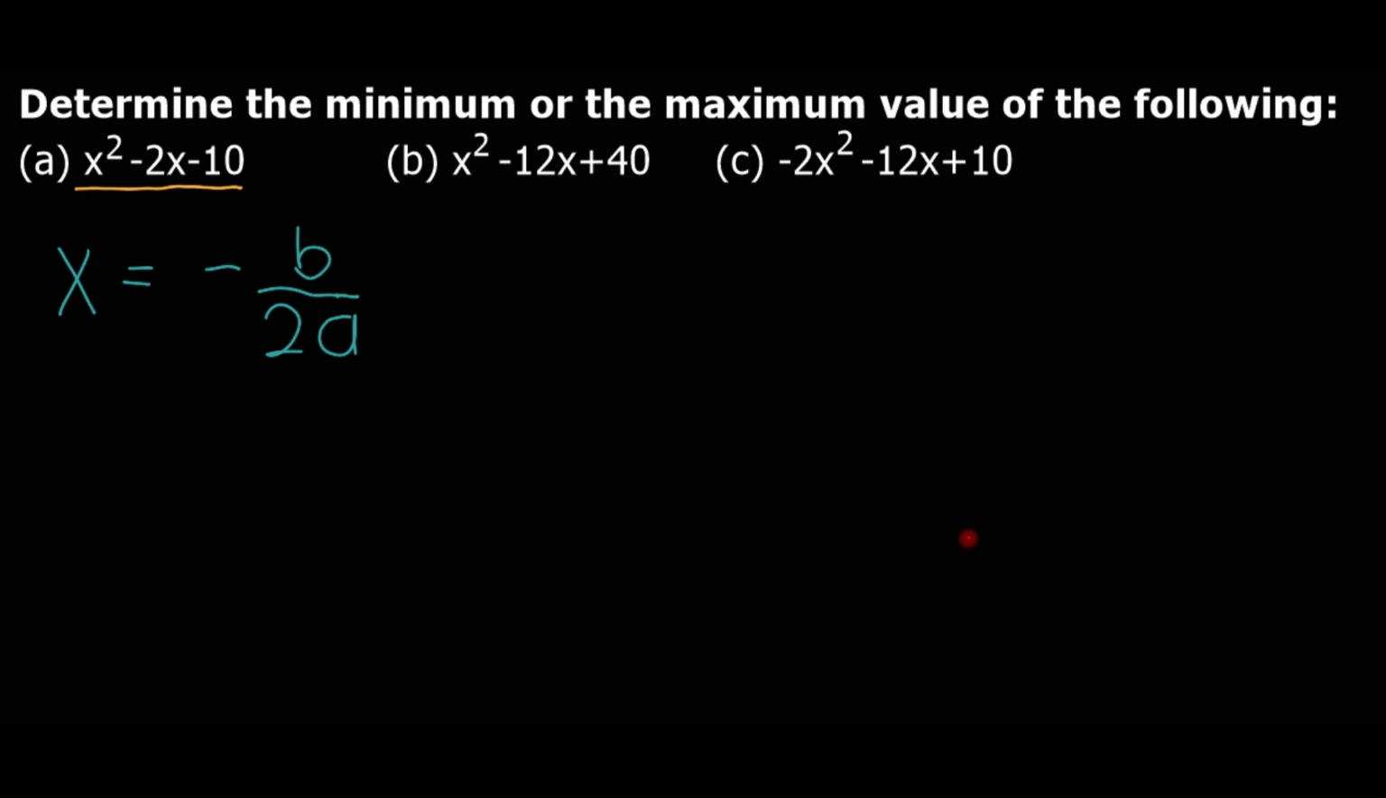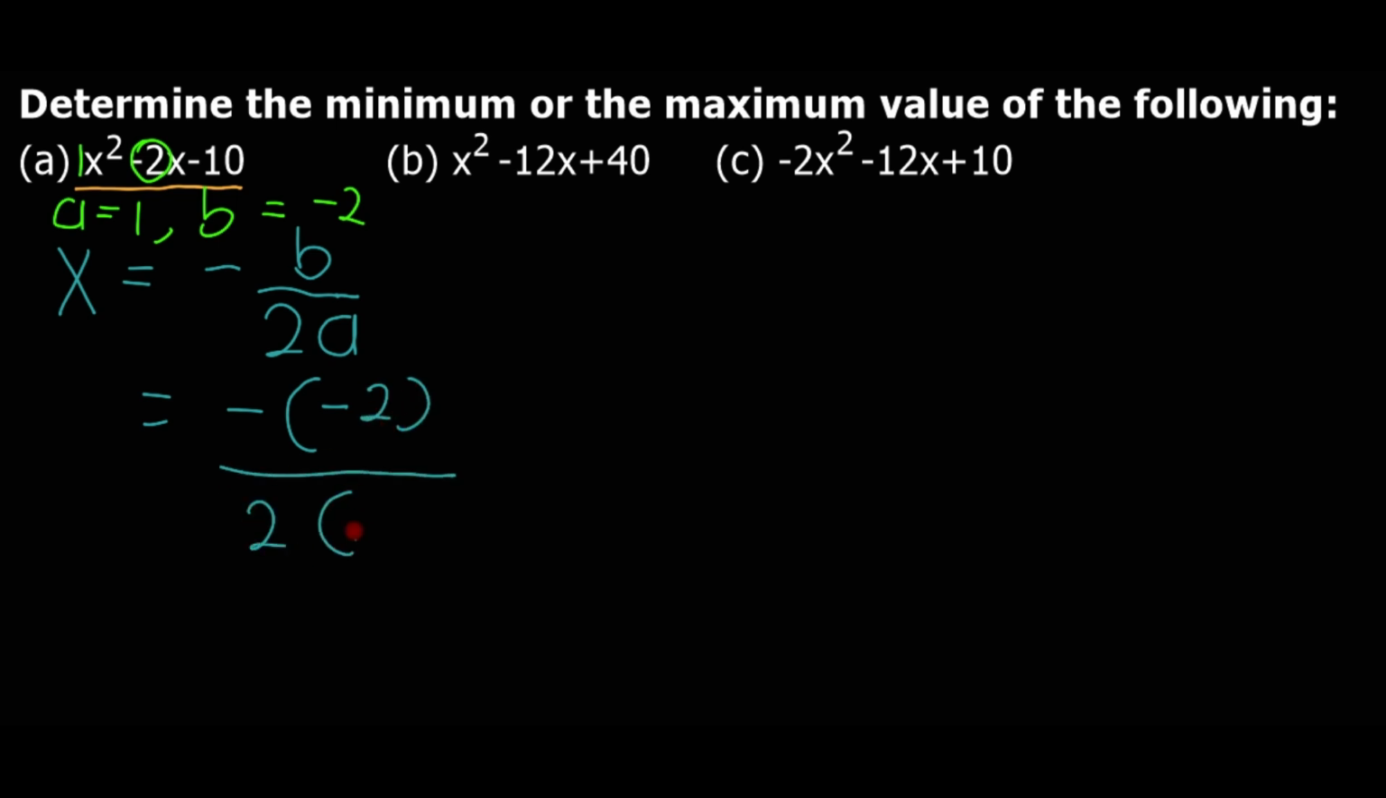So let's see. Here we can see that your a is 1 because it is the coefficient. And then your b is negative 2 in this one. So now let's substitute. This is minus, and then your b is negative 2, and then 2 times a, which is 1, and then we get positive 1. And then now we're going to find out the value of q.